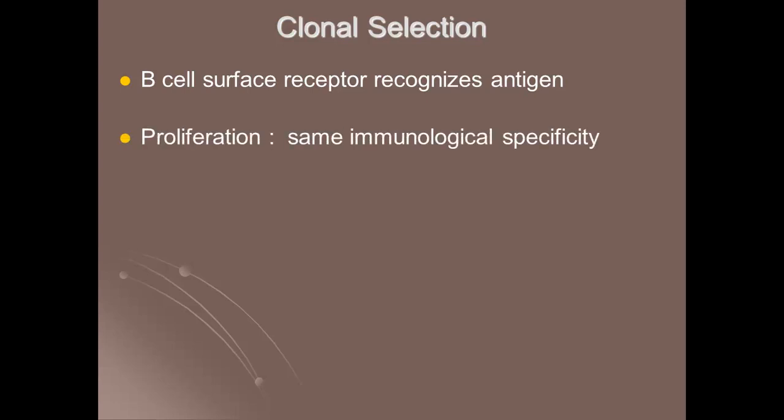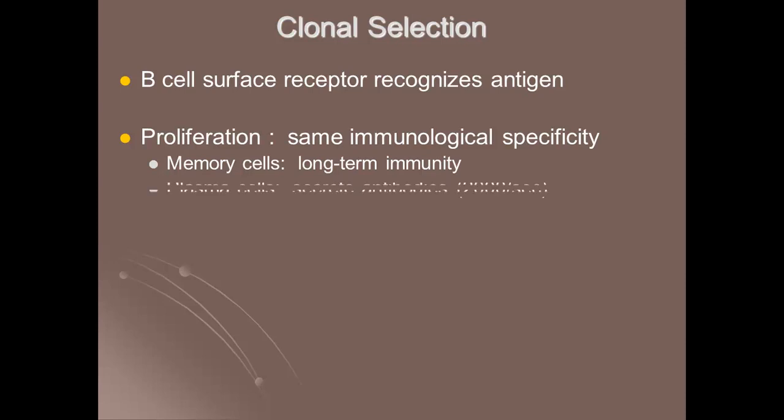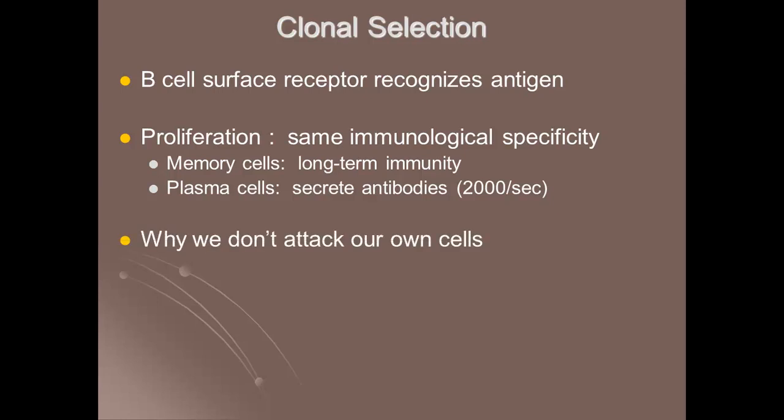Clonal selection. In clonal selection, the B cell surface receptor recognizes the antigen. The B cells then go through proliferation, in which you're going to have the same immunological specificity. The B cells are going to differentiate into memory cells for long-term immunity and into plasma cells, which are antibody producing. These plasma cells are going to secrete antibodies at about 2,000 per second.